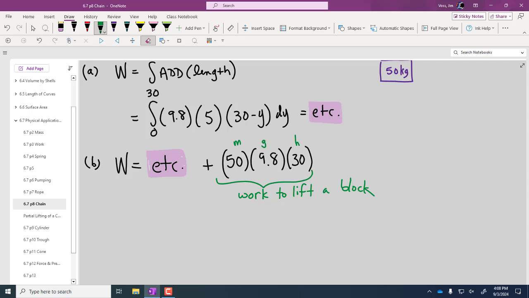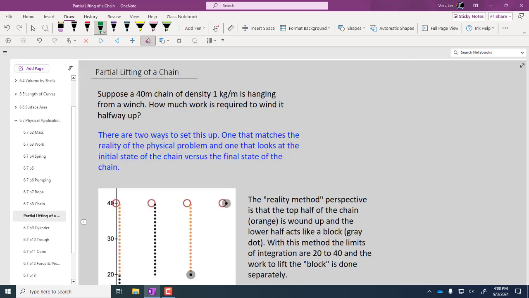Next problem is really interesting. I find this very fascinating because being a math person, when I set up these things, I like to draw the picture so that it matches what the physical reality of it is. So here's the scenario. 40-meter chain, simple density, 1 kilogram per meter. It's hanging from a winch. How much work is required to wind it up halfway?